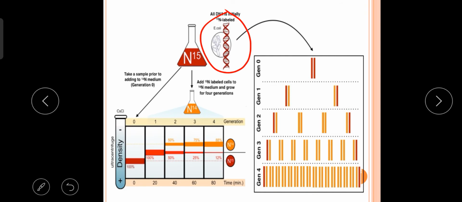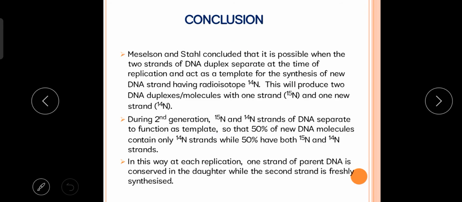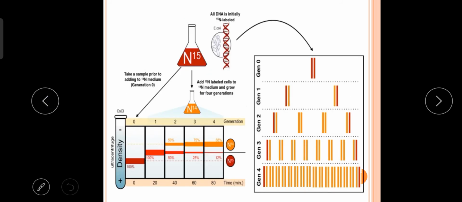Okay, the separated strands must serve as template strands for the formation of the new strand having the radioisotope 14N. When the two strands of the DNA duplex separate during replication, each separated strand acts as a template for the synthesis of a new DNA strand having the radioisotope 14N, and that is why in the first generation you can see this is the parent strand where both are red.